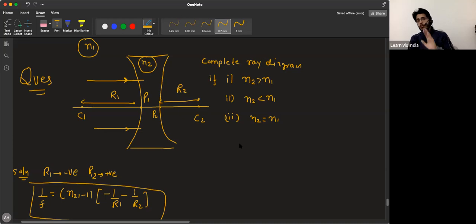So the same question can be repeated for a convex lens. You will get similar types of results. In some cases, it will behave like a converging lens, then it can behave like a diverging lens, and it can behave as not like a lens at all. If n2 is equal to n1, then the ray will go straight without any refraction.